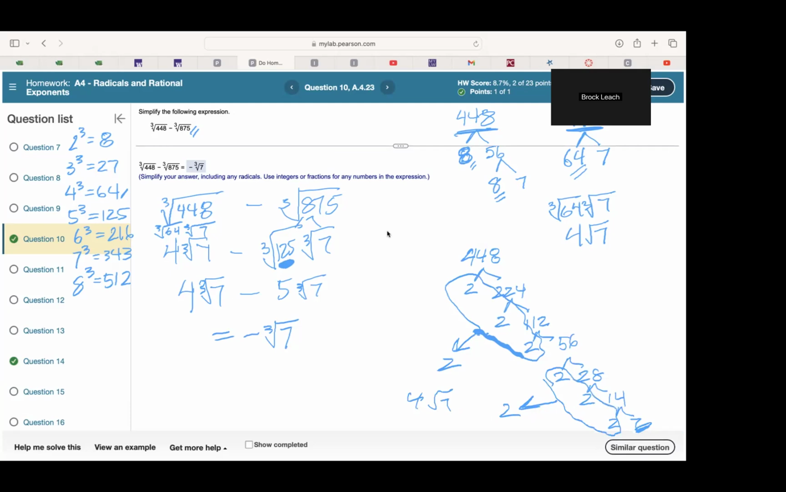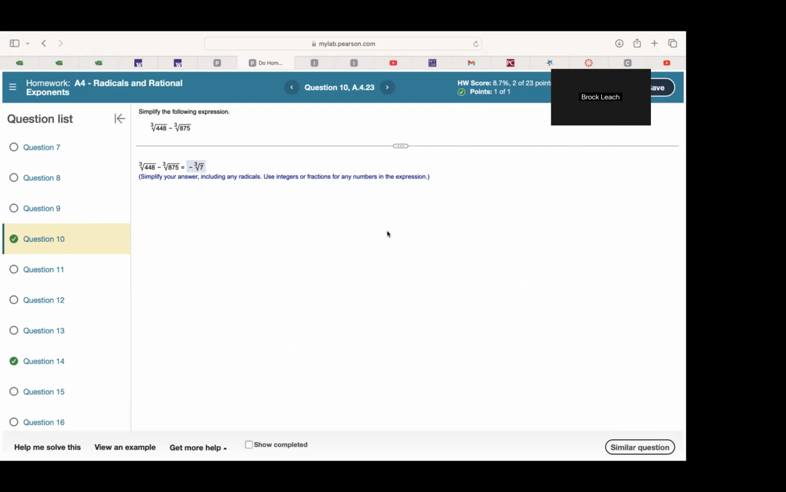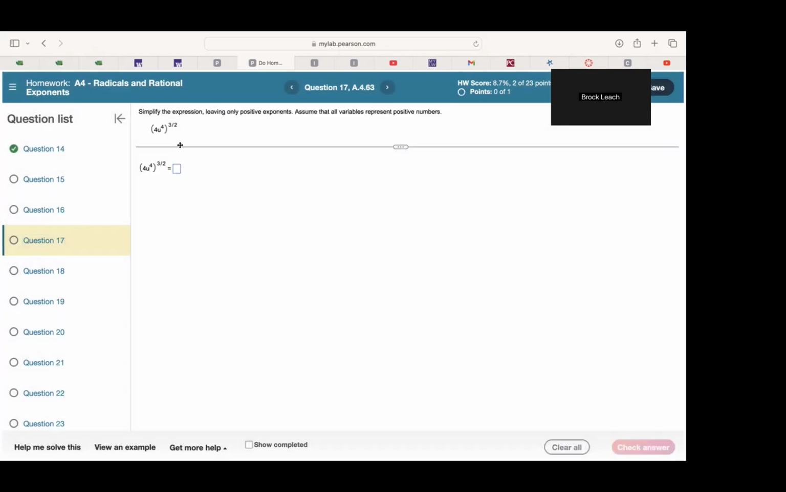Any others? From A4. 17. Aha. 4u to the 4th to the 3 halves. 4u to the 4th, 3 halves, you may have different numbers. That's okay.